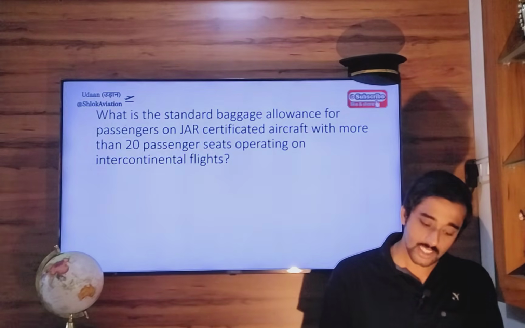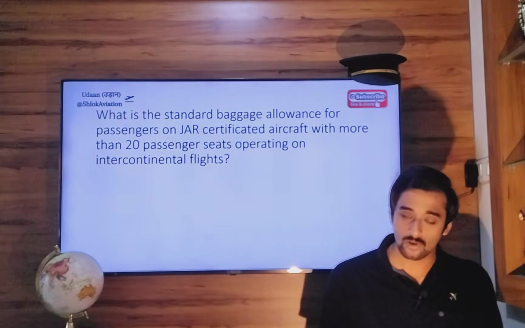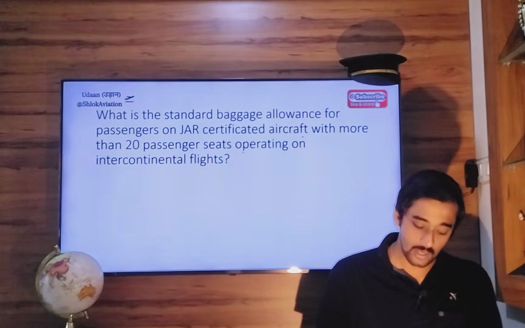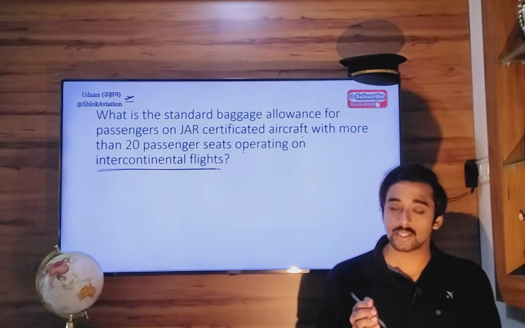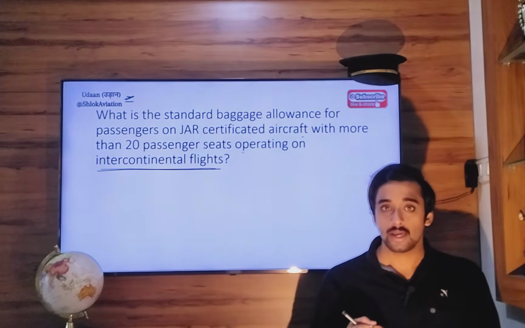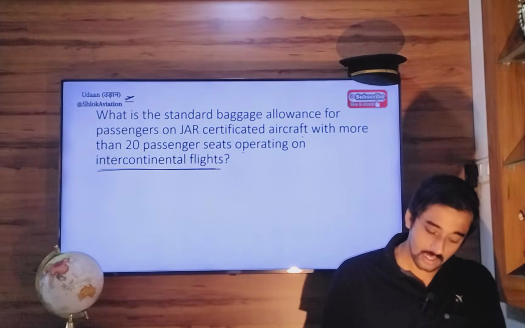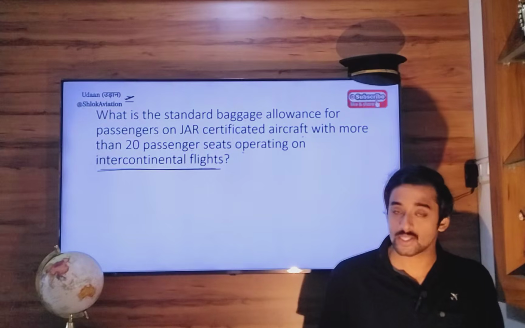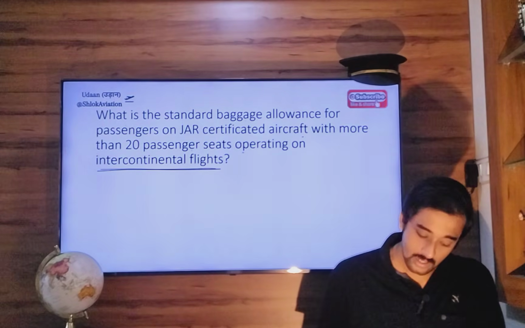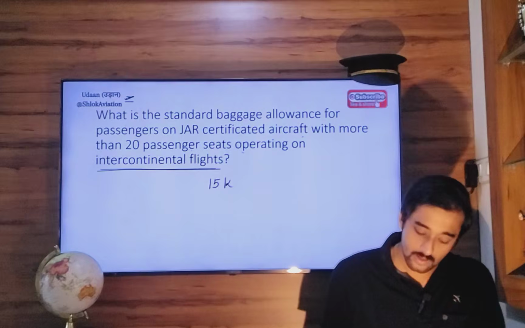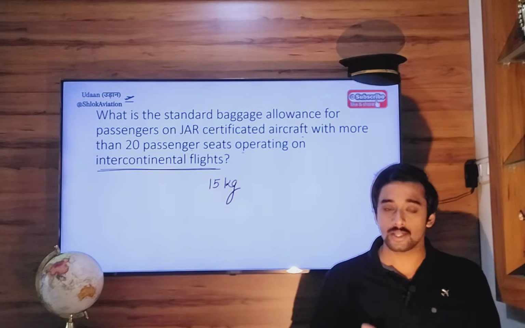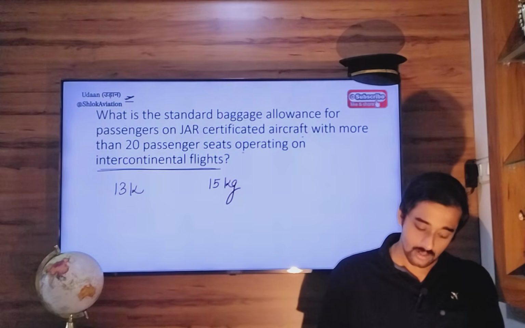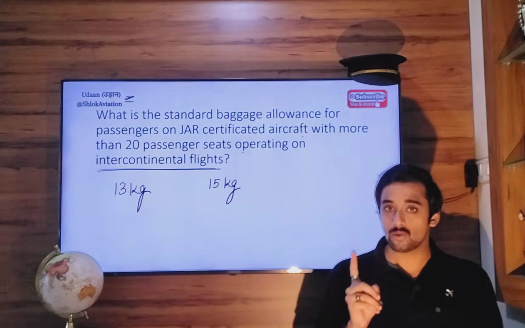65. What is the standard baggage allowance for passengers on JAR certificated aircraft with more than 20 passenger seats operating on intercontinental flights? Intercontinental flights means flights originating from outside Europe, entering Europe. So the standard baggage allowance for such flights is equal to 15 kg. If the flight is to be operated within the European region, the weight is 13 kg. If outside European region, the weight is equal to 15 kg.